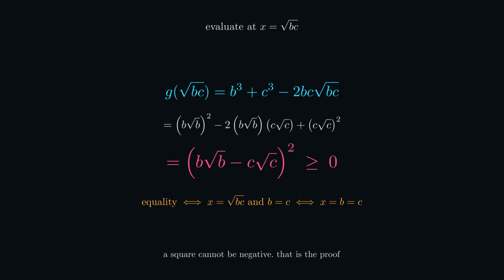Equality needs 2 things at once. x sitting exactly at the square root of bc, and b root b equal to c root c, which forces b equal to c. Put those together, and equality happens exactly when x, b, and c are all the same number. Not approximately, exactly.